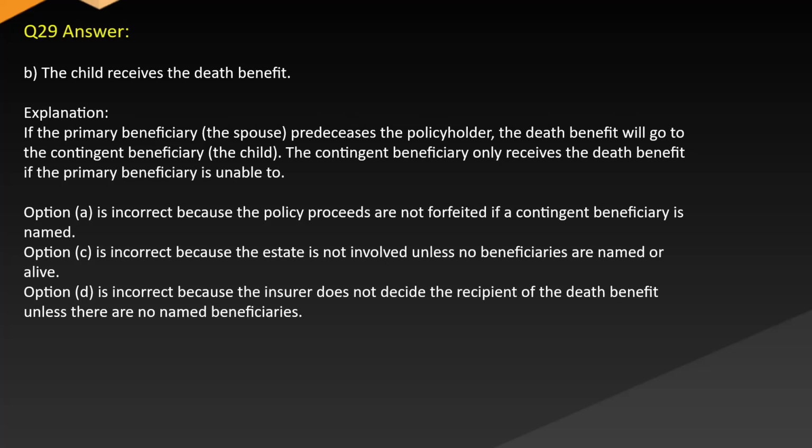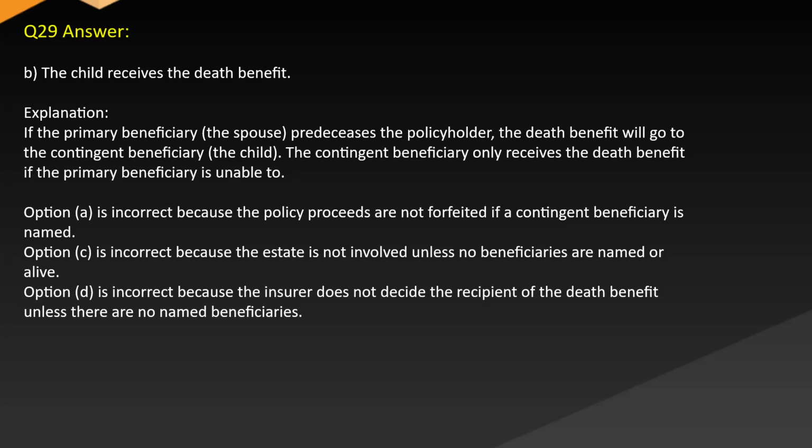Answer: B. The child receives the death benefit. Explanation: if the primary beneficiary, the spouse, predeceases the policyholder, the death benefit will go to the contingent beneficiary, the child. The contingent beneficiary only receives the death benefit if the primary beneficiary is unable to.